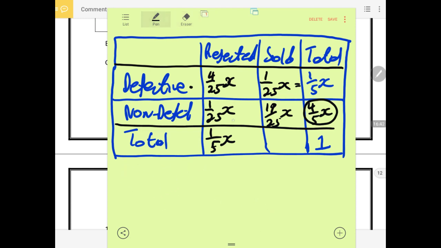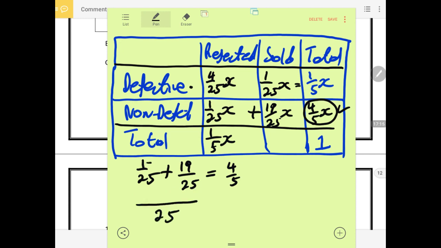How do we test? Defective and rejected plus defective and sold must give us the total of 4 over 5, meaning 1 over 25 plus 19 over 25, it should give us 4 over 5. Let's just see if that will give us that. We are proving the equation now. Remember, when the bases are the same, we keep the base, we just add the indices. So now we keep our base 25 and say 1 plus 19, it will give us 20. And we say this must be equal to 4 over 5.